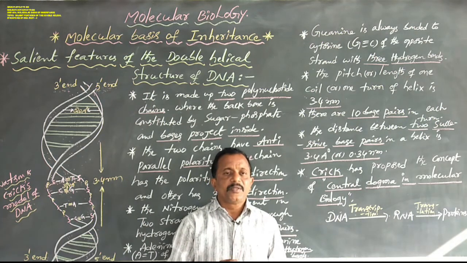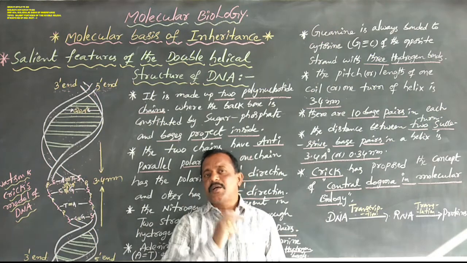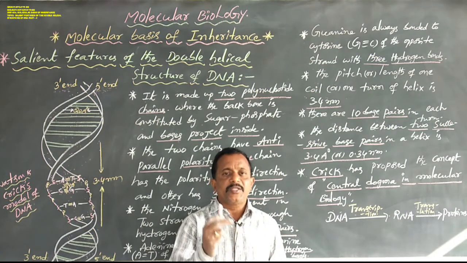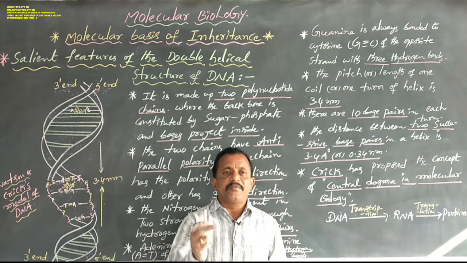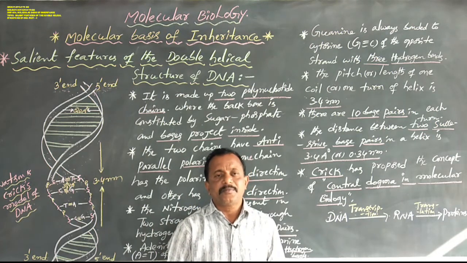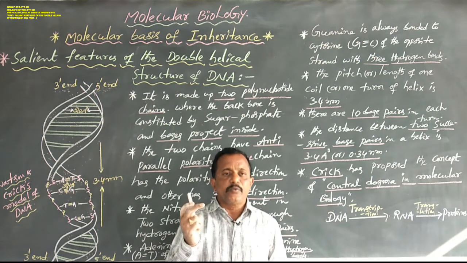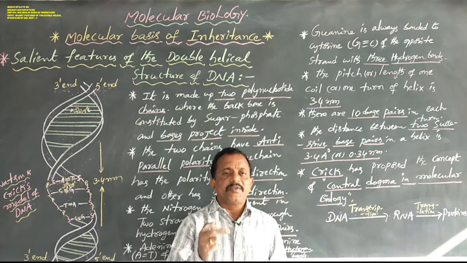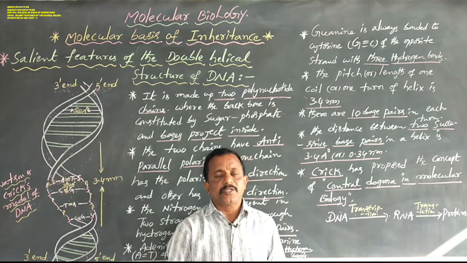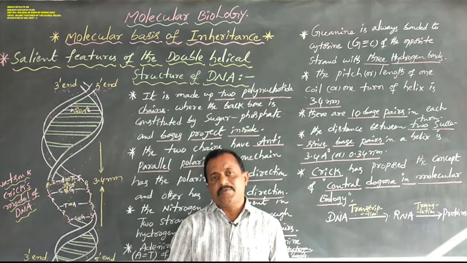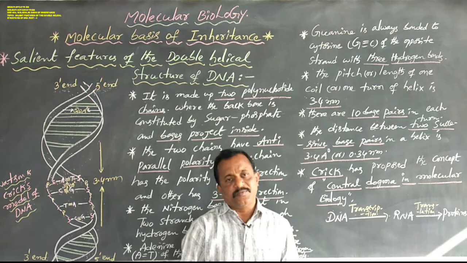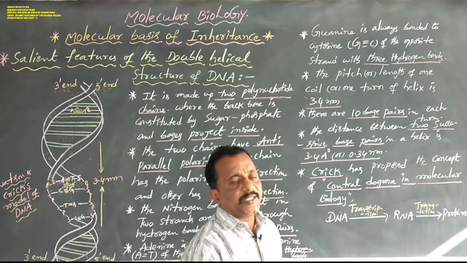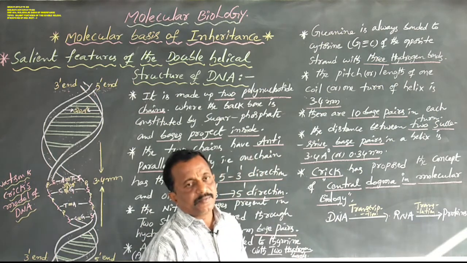For example, the first purine is always opposite to the first pyrimidine, and the second purine is always opposite to the second pyrimidine. The first purine, adenine, is always opposite to the first pyrimidine, thymine, with two hydrogen bonds. The second purine, guanine, is always opposite to the second pyrimidine, cytosine, with three hydrogen bonds. These are in equal ratios, that is 1:1. That is Erwin Chargaff's phenomenon.